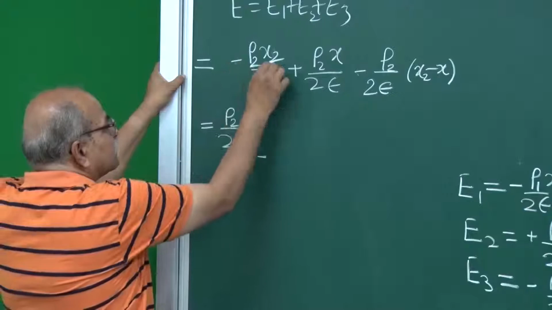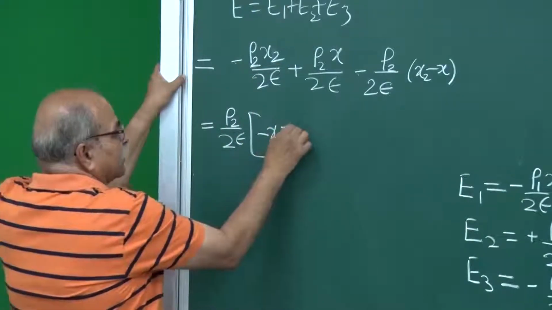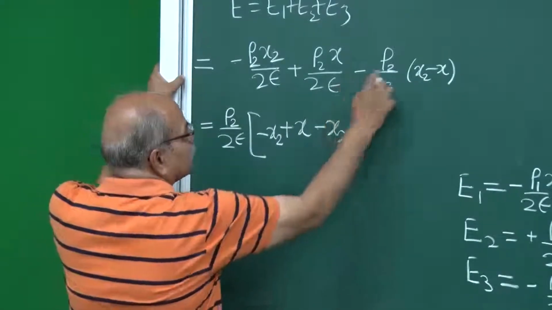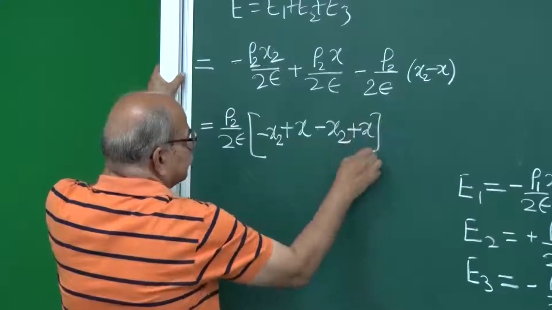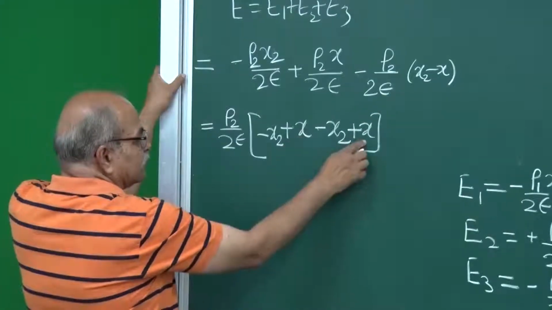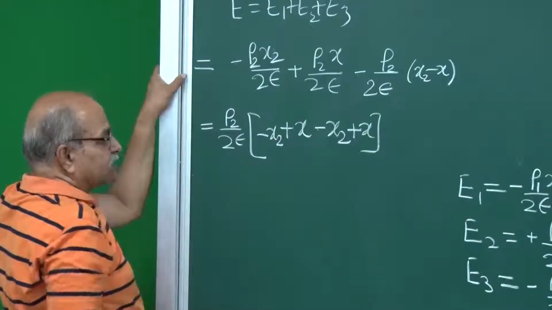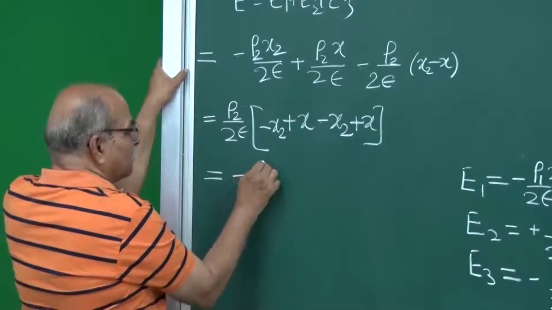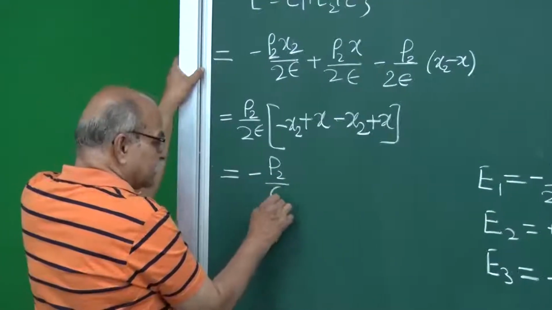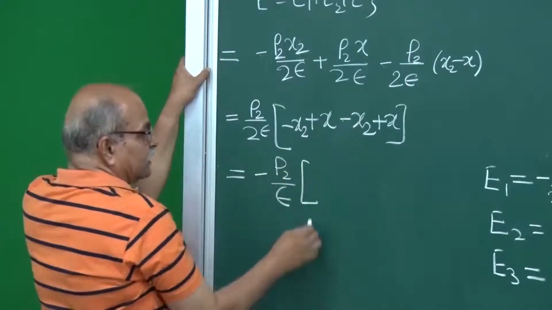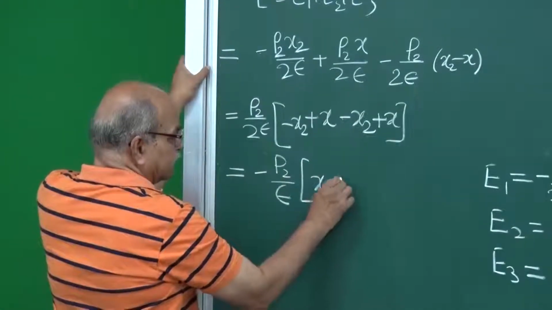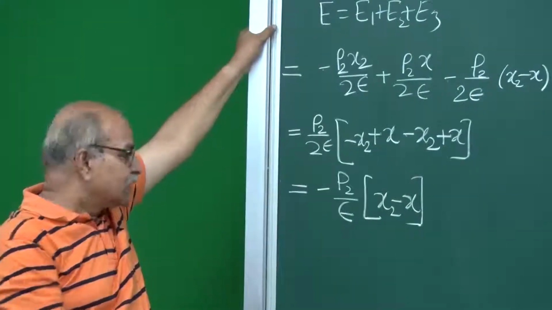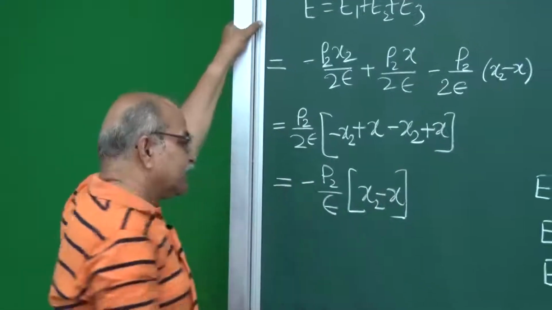What is left? Minus x2 plus x, then minus x2 and plus x. So 2 times x and minus 2 times x2. You can put a minus sign outside: minus rho 2 over 2 epsilon, because that 2 can cancel, and then you have x2 minus x. Since x2 is greater than x, that's why I am writing x2 minus x with a minus sign here.